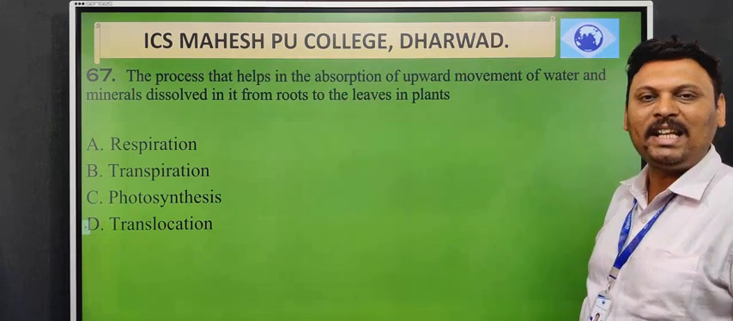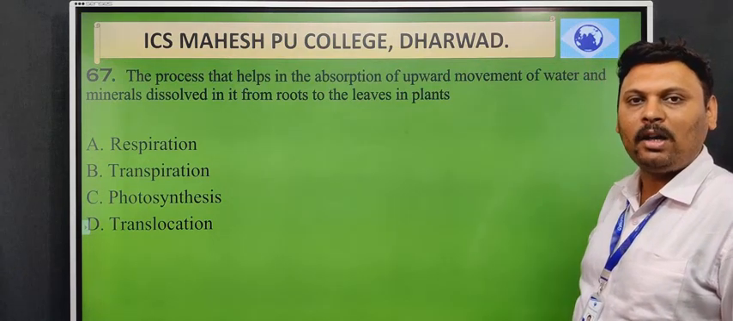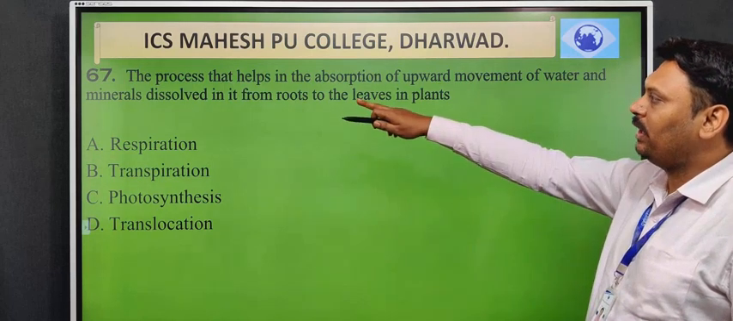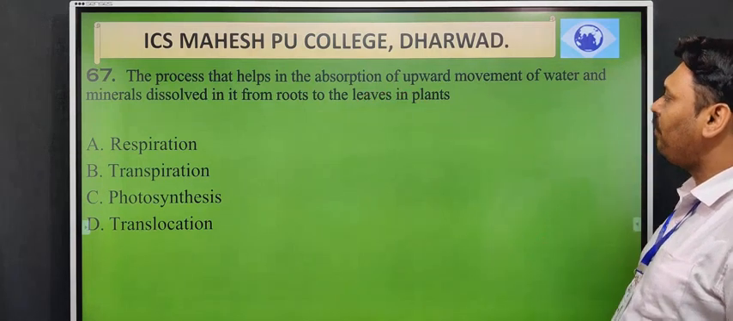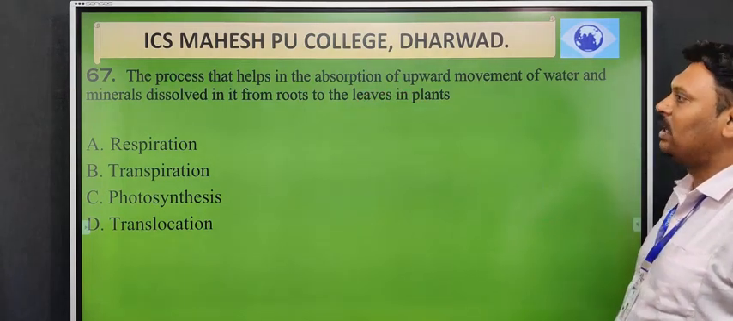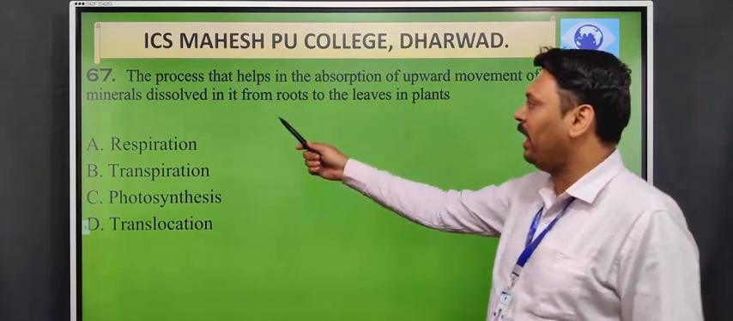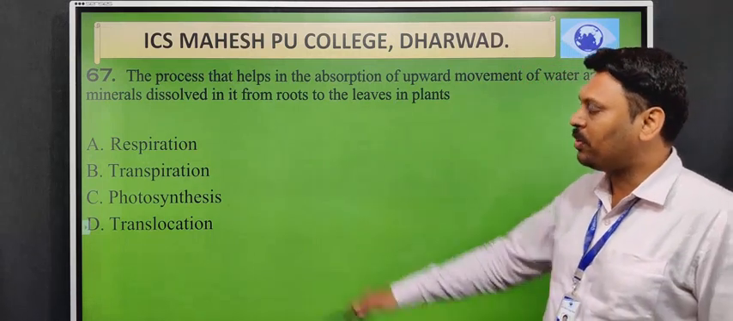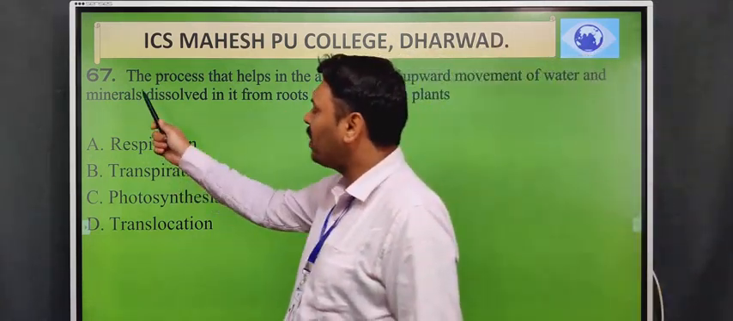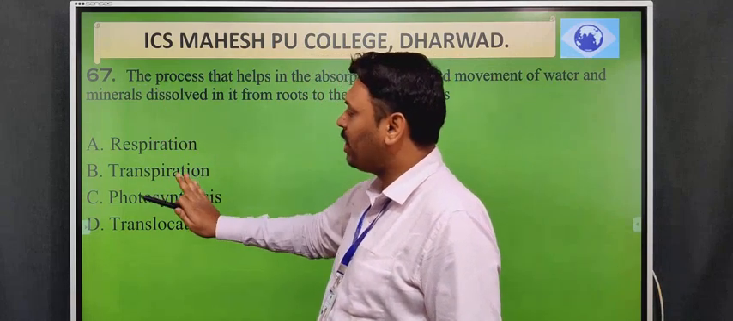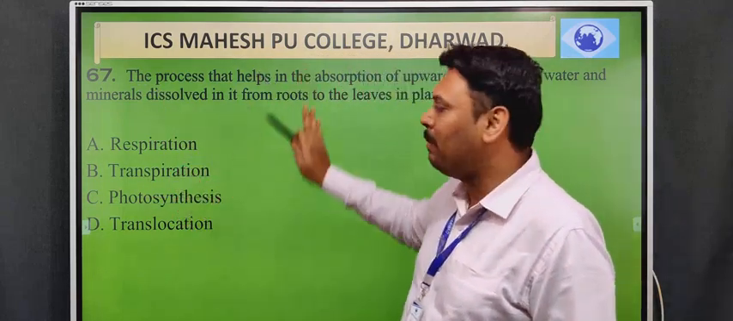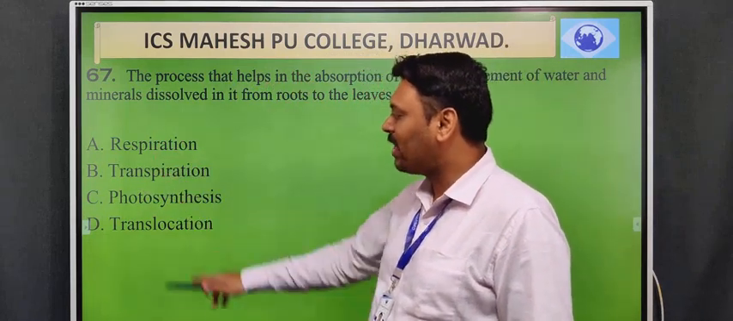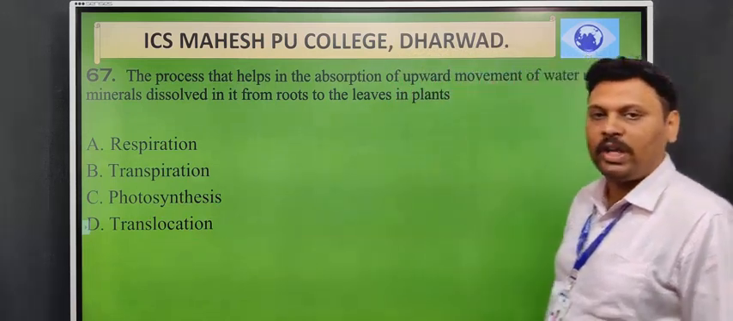Question number 67 in model question paper 1 of biology is: the process that helps in absorption and upward movement of water and minerals dissolved in it from root to the leaves in plants is? The options are: Option A, respiration. Option B, transpiration. Option C, photosynthesis, and option D, translocation.